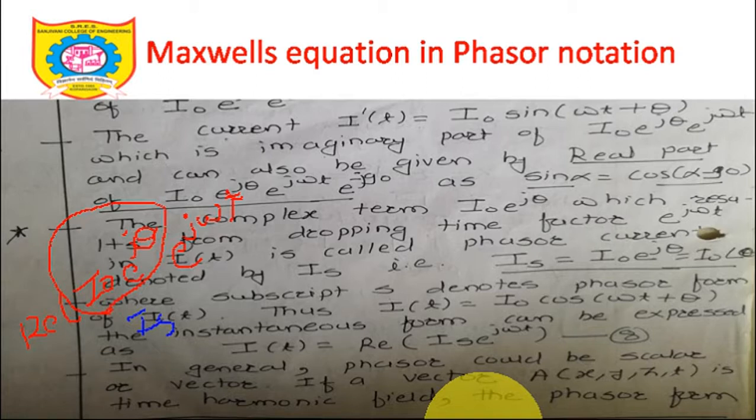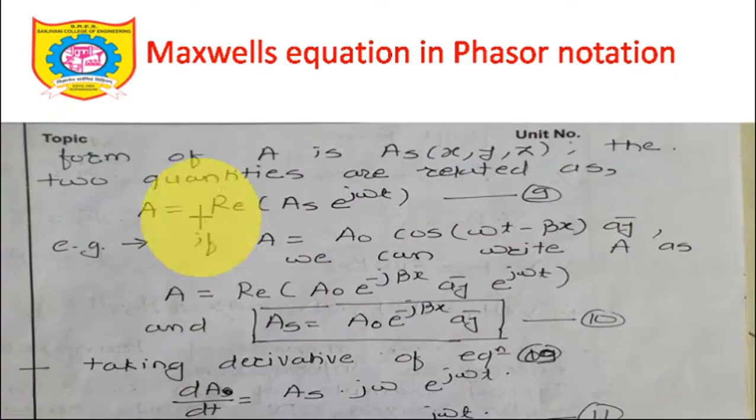So for the time harmonic field and the phasor form, if I want to represent this vector A, how can I represent it? With As as a function of x, y, z, the two quantities are related as A is equal to the real part of As e raised to j omega t, where As, as you already know, is A0 e raised to j theta.